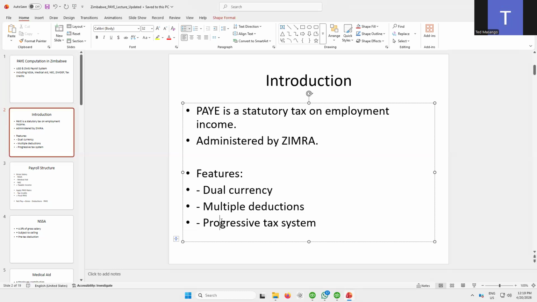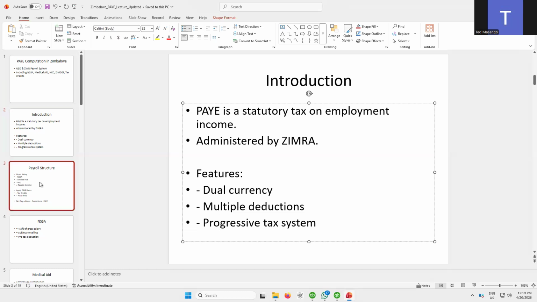Basically, it uses what is termed a progressive tax system, meaning the percentage applicable goes higher as the amount that is paid increases. So a person who earns $100 is taxed at a lesser percentage, probably 10%, than a person who is earning 1,000. A person who is earning 1,000 may be taxed at probably 30% or 40%. So that's what is meant by a progressive tax system.